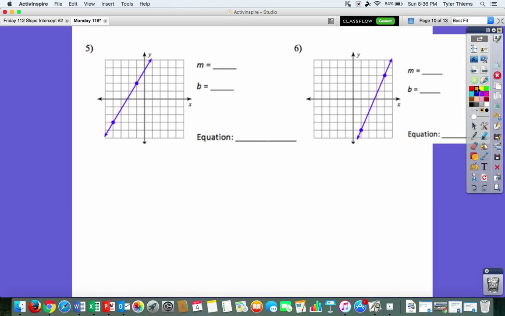Next, we'll go over these two. Let's look at the slope of these lines. We have the rise over the run. Rise 1, 2, 3, 4, 5. Rise of 5 and a run of 1, 2, 3. So our run is 3, so our slope would be 5/3.